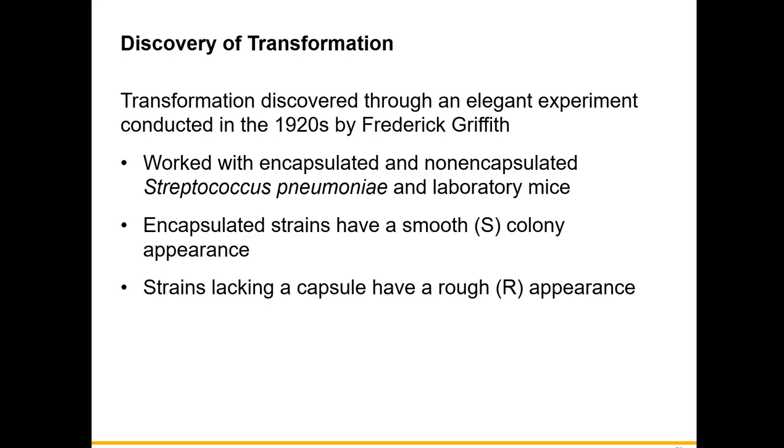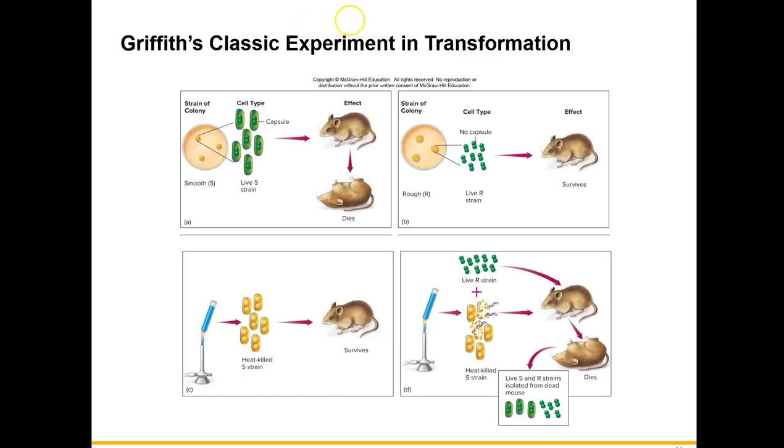We talked about this before with Griffith's experiment. He had encapsulated and non-encapsulated Streptococcus pneumoniae in laboratory mice. The encapsulated strains have the smooth colony, and the strains that lacked the capsule were called rough. He mixed them together. The live encapsulated strains would kill the mice, but the non-encapsulated would not. So he heat killed the ones with the capsule and mixed them with the live rough strain, and the DNA was given to the rough, and it killed the mice, and they were able to gather up strains that were both smooth and rough from the mice that died.